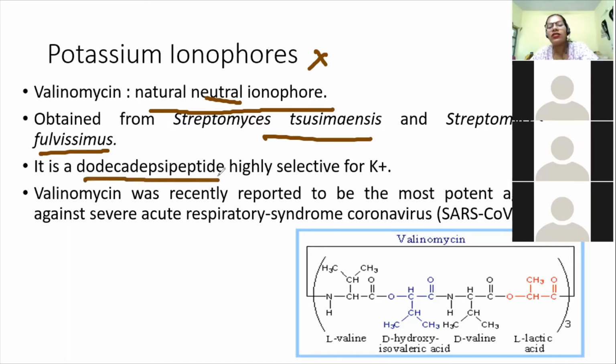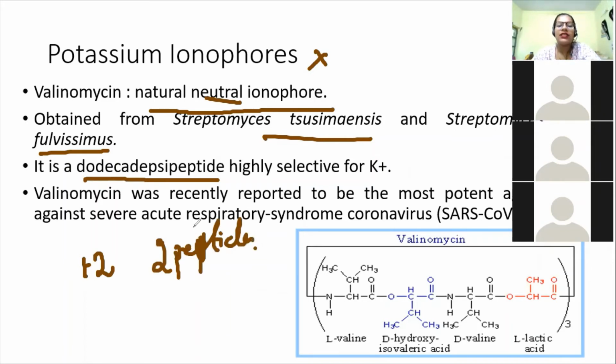What does this word mean? Any idea? It says there are 12 units. Whenever we talk about proteins, we talk about a single peptide bond having one carbonyl and amide group, right? When we talk about depsi, it means it has two types of bonds, peptide and ester. It has recently been reported to be the most potent against the SARS coronavirus, as I mentioned before.